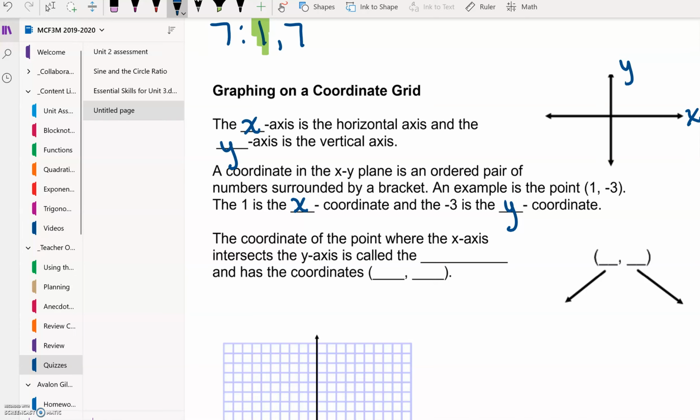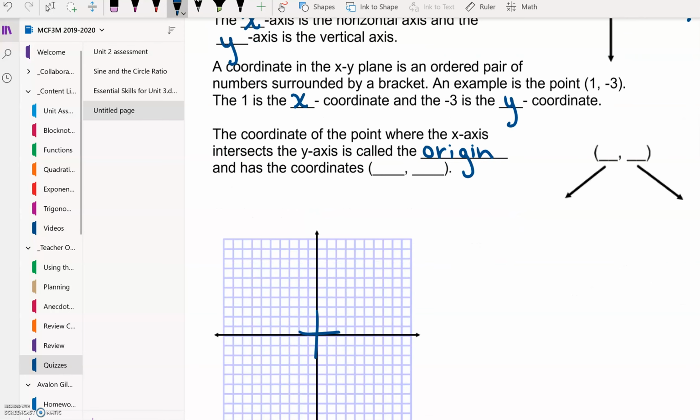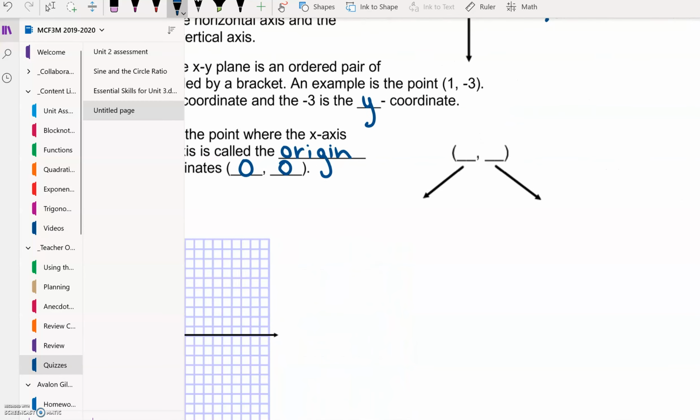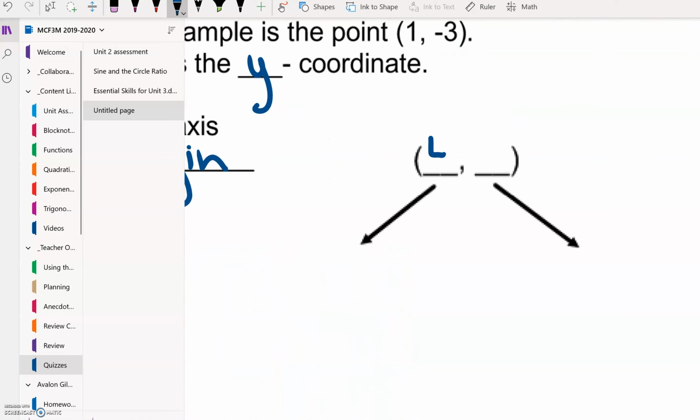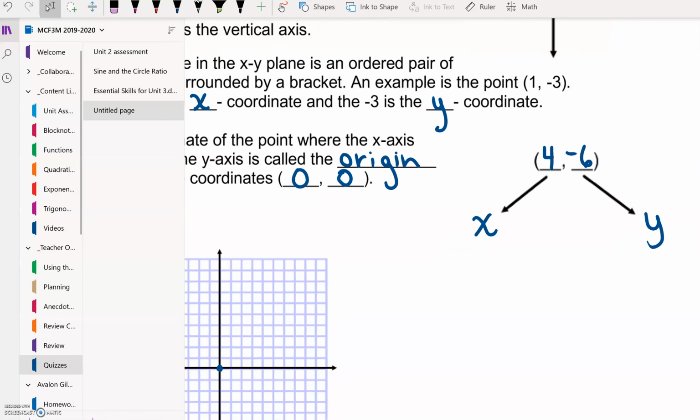The coordinate of the point where the x-axis intersects the y-axis is called the origin. Okay. So that's where x and y meet at this point right here. And at that point, that's 0, 0. So it has the coordinates 0, 0. Let's just do a quick recap here. If we have the coordinate 4 and -6, 4 is the x, -6 is the y.